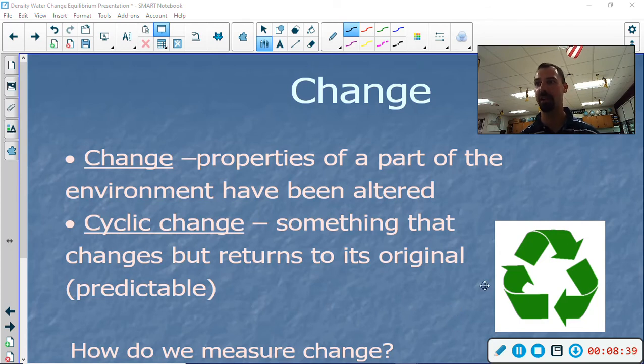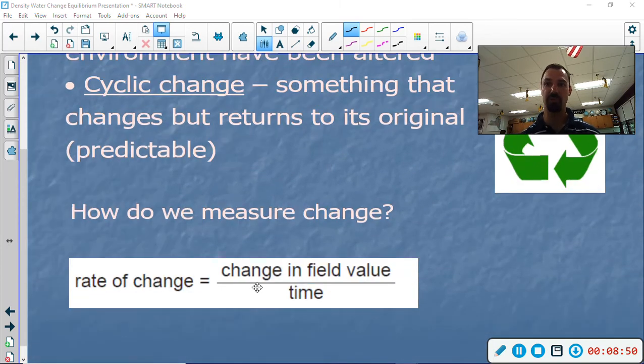I think of the recycling symbol when I think of that. So a cyclic change is predictable. On a graph, it would be predictable. So we'll look at that in a little bit. Okay, how do we measure change? Well, there's a formula. Rate of change equals change in field value divided by time. Change in field value is any measurable science quantity, and then time can be any unit of time depending on how long the experiment is going. Minutes, seconds, hours, days, depending on the measurement.